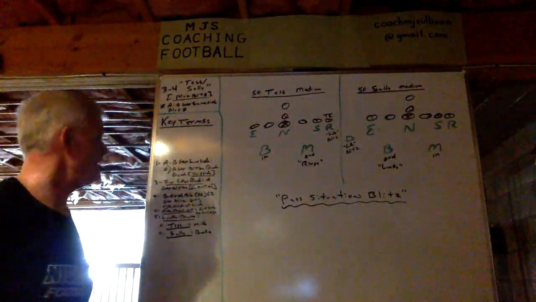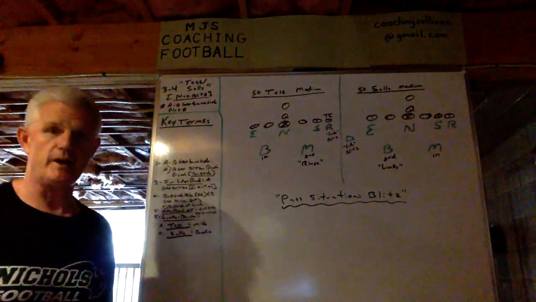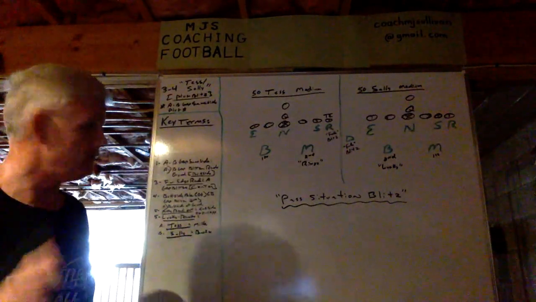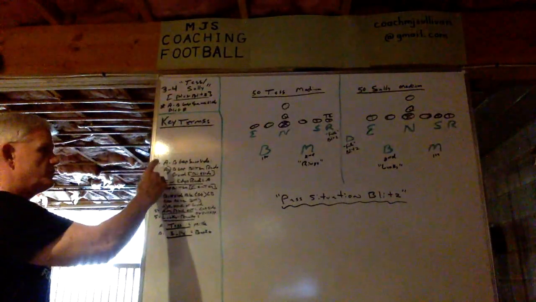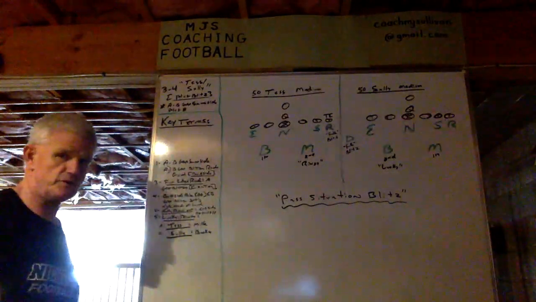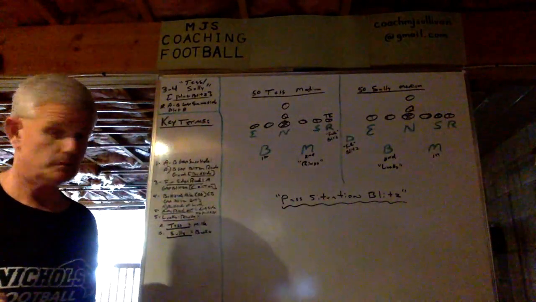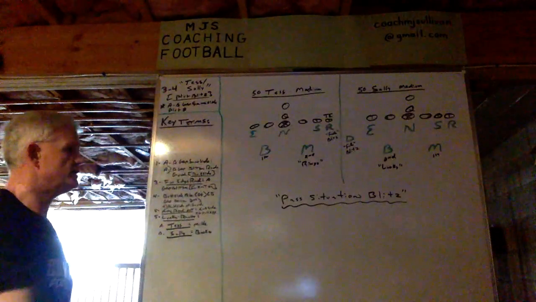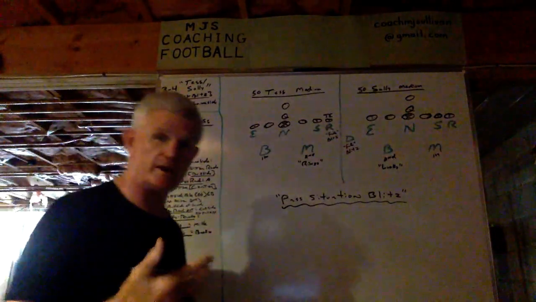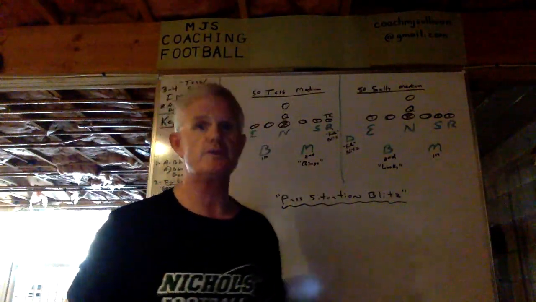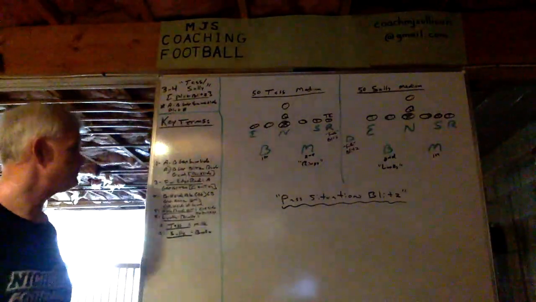So the first key term here is A and B gap, same side, okay? What that means is the B gap blitzer is the read blitzer, and he's going to read the guard and go butt side. I'll elaborate on that for sure during this presentation, okay?